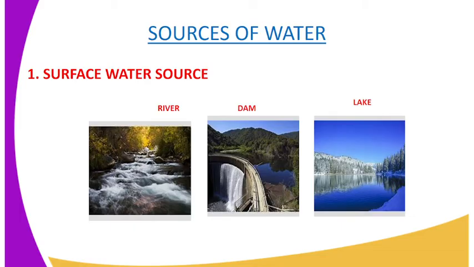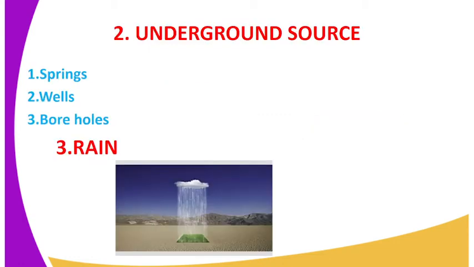You may ask yourself, what are the various sources of water in the farm? The first, we have a surface water source, and in surface water sources, we have examples such as a river, a dam, a lake, to mention but a few. Then the second source of water in the farm: we have underground sources, and in the underground sources we have a spring, wells, and borehole, to mention but a few.